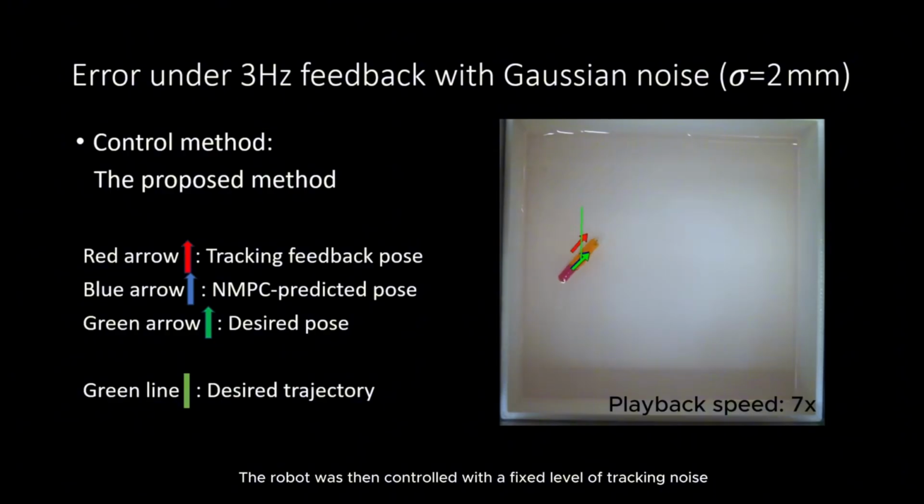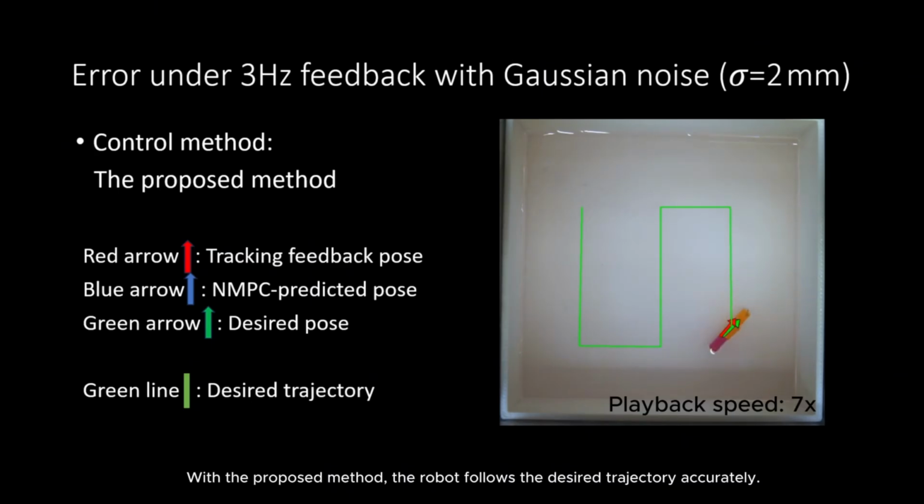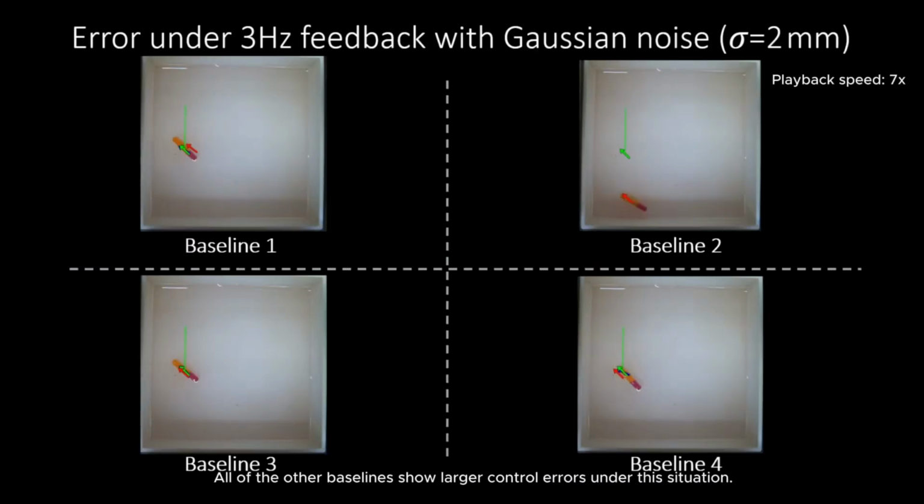The robot was then controlled with a fixed level of tracking noise, while the tracking feedback rate was varied. Here 3 Hz is shown as an example. With the proposed method, the robot follows the desired trajectory accurately. All of the other baselines show larger control errors in this situation.